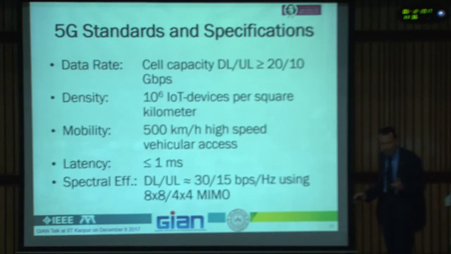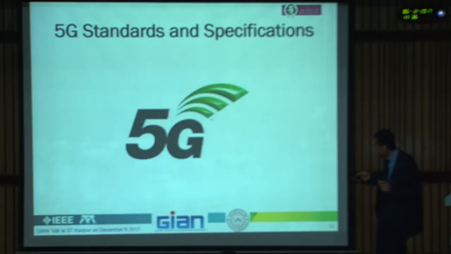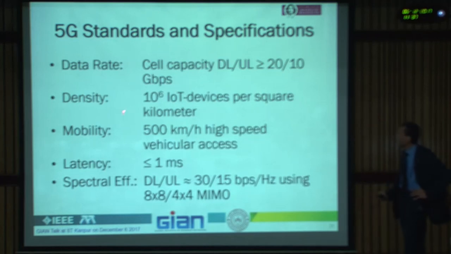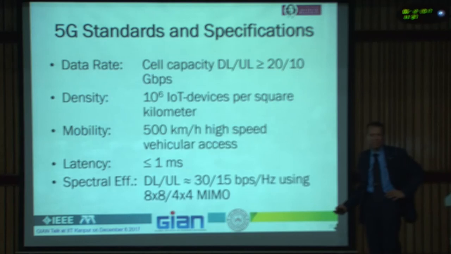Okay, let me summarize what is targeted in 5G communication. This is the official logo of 5G. We are targeting a data rate of 20 gigabit per second download and 10 gigabit per second upload. It's really huge. The density, meaning how many pieces of equipment, sensors, laptops and telephones are served by a base station, is up to 1 million. They are called IoT devices now because I don't want to say smartphone. It could be a sensor measuring air pollution.